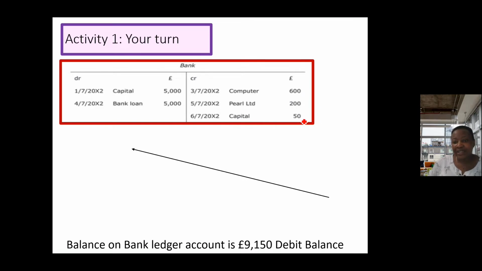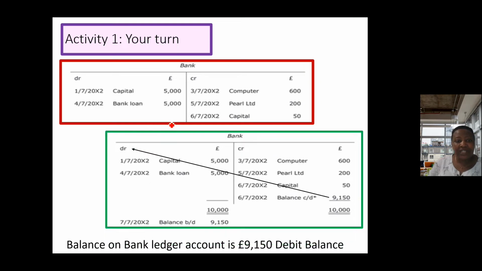So if you add this together, this gives you 850 and this gives you 10,000. So 850 and 10,000. They're not equal. And we said that both sides of the account have to be equal. So you subtract 850 from 10,000, that gives you 9,150, and that becomes your balance carried down. So our balance carried down is now 9,150, because if you add that to 850, it gives you 10,000. Both sides are now equal.